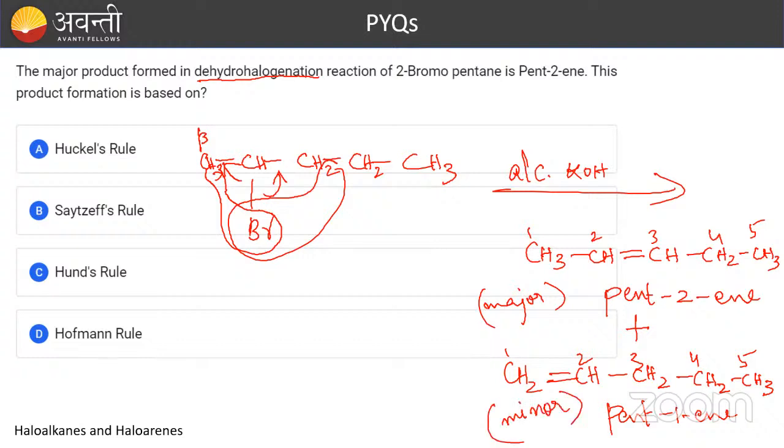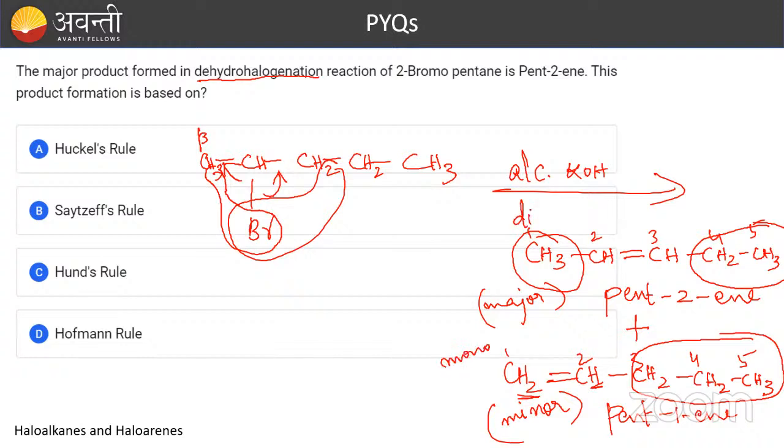The more substituted alkene will be the major product. Pent-2-ene is more substituted because we have a methyl group attached to the double bonded carbon and an ethyl group attached to the other double bonded carbon. But in pent-1-ene we have only one group, a propyl group, attached to the double bonded carbon. The other three are hydrogen. So the more substituted alkene will be the major product: this one is disubstituted and this is monosubstituted. This rule, more substituted being the major product, is the Zaitsev rule. So option B is the correct answer.